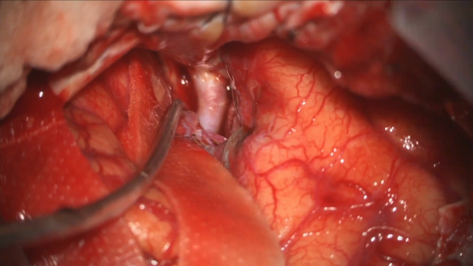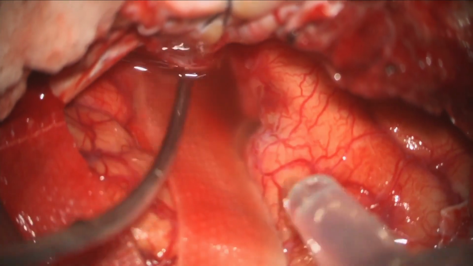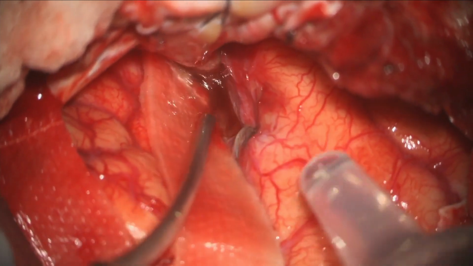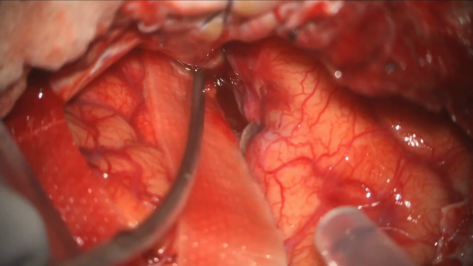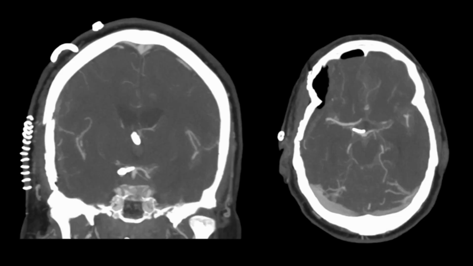And this is the final view prior to closure. You can see there's no significant retraction injury on the temporal lobe. This is the post-operative CT angiogram demonstrating no residual aneurysm.